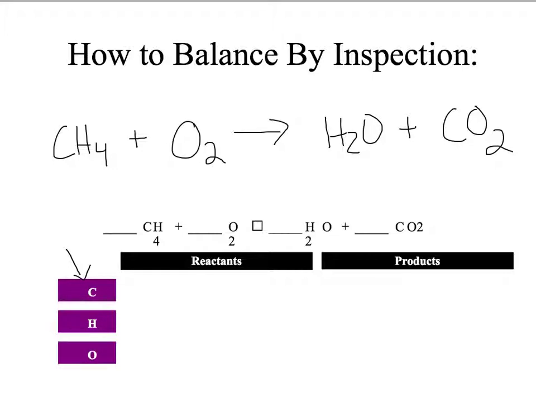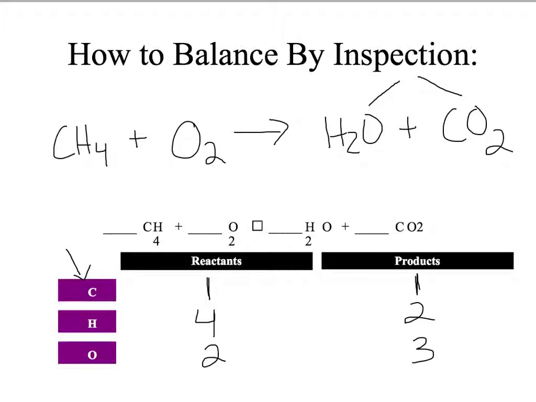On the reactant side, I have 1 carbon. On this side, I have 1 carbon. So that's nice and balanced. Now on the reactant side, how many hydrogens do I have? I have this 4 right here, so I'm going to put 4. But on the product side, I only have 2, so I'm going to put 2. Oxygen on the reactant side, there are 2. But over here on the product side, I have oxygen here and oxygen here. There's 1 plus 2, so that's 3.